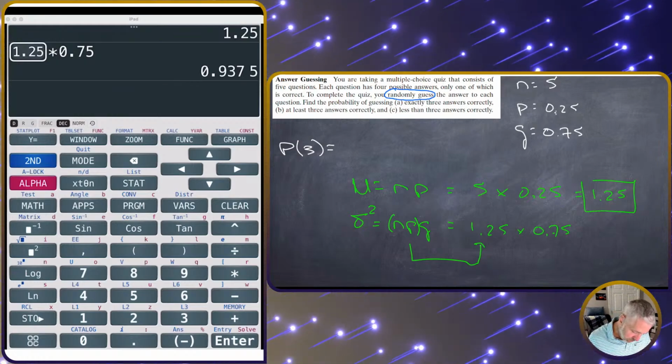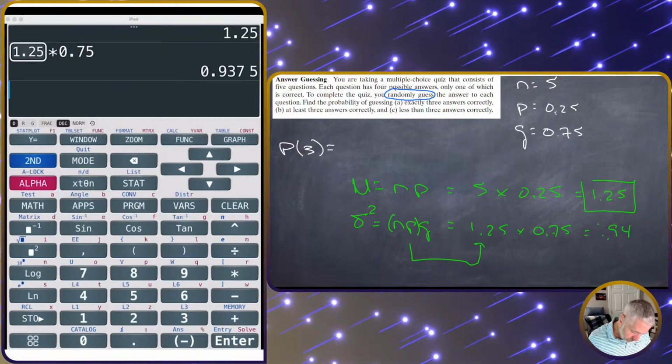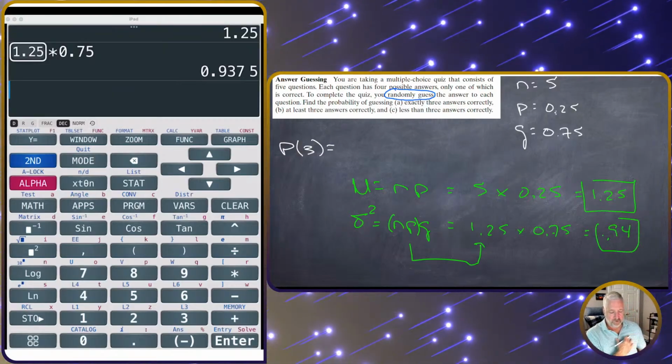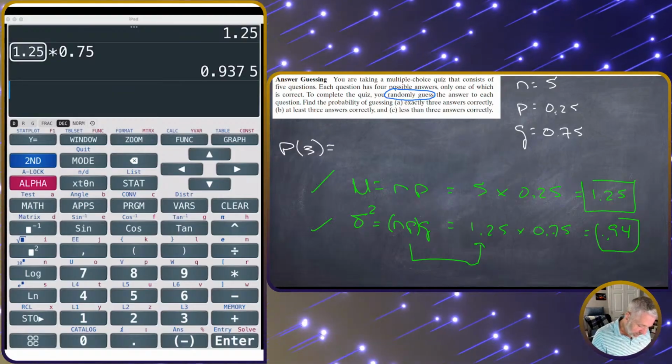0.94. We'll just go with 2. There we go. All right, so you found the mean, check, and you found the variance.